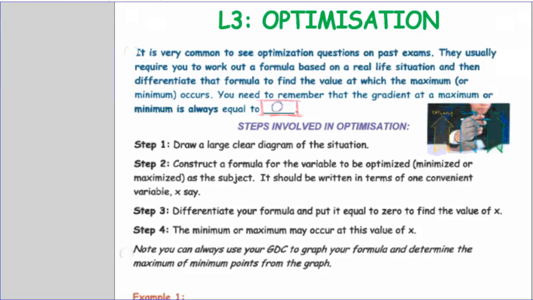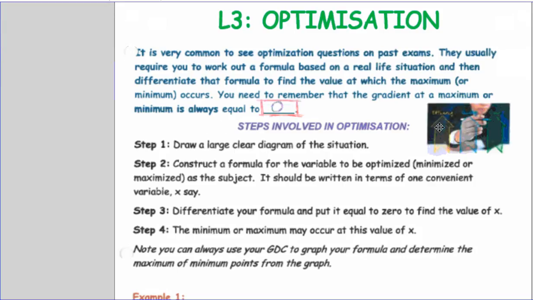So it's very common to see optimization questions on past exams. They tend not to call it optimization in the exam question, but you'll see it's kind of like a real life problem. They usually require you to work out a formula based on a real life situation, like come up with a formula for the volume of this box, and then differentiate that formula, like find the gradient function, do the calculus, to find the value at which the maximum or the minimum occurs. So maximum volume or minimum volume.